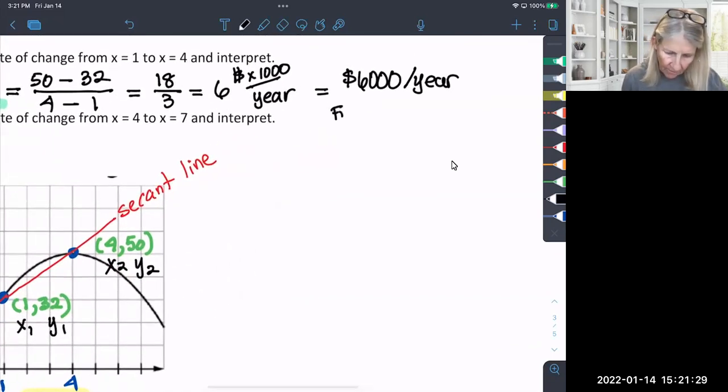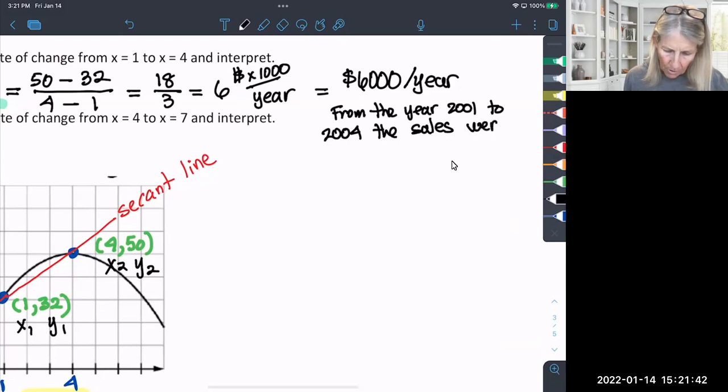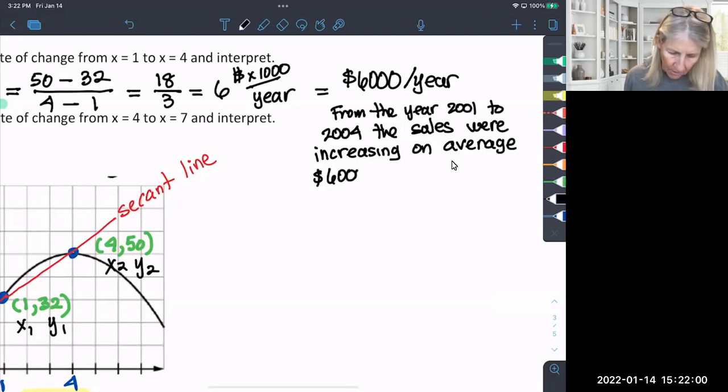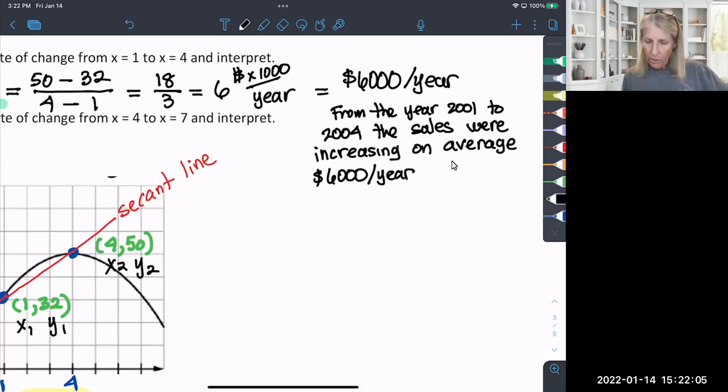I'm going to say that from the year 2001 to 2004, the sales were, now how do I know they're increasing? Because I have a positive slope and I can see it on the picture too. So I want to use the word increasing. We're increasing, on average, $6,000 per year. That is what this average rate of change is telling me.